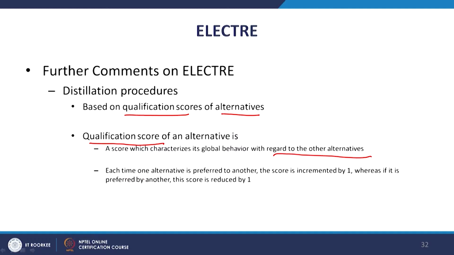So specifically, each time one alternative is preferred to another, the score is incremented by 1, whereas if it is preferred by another, this score is reduced by 1. So based on the scores that we have already computed in the previous stage, we see how an alternative is preferred over another, and the score is either incremented or reduced by 1, and finally we get the qualification scores, and that is actually used to derive the pre-orders.